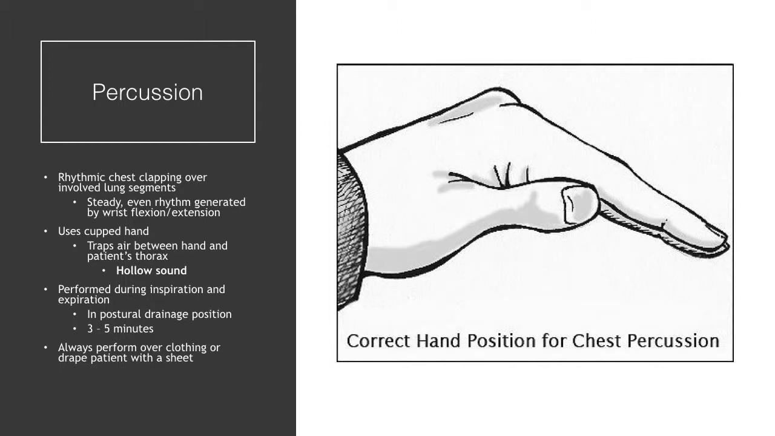And percussion is performed during inspiration as well as expiration while they are positioned in the position that will drain that specific lobe. And it is performed for 3 to 5 minutes for each individual segment. And you always want to perform percussion and every chest PT maneuver over clothing or drape the patient with a sheet because you don't want to be causing any abrasions or causing too much discomfort to your patient.